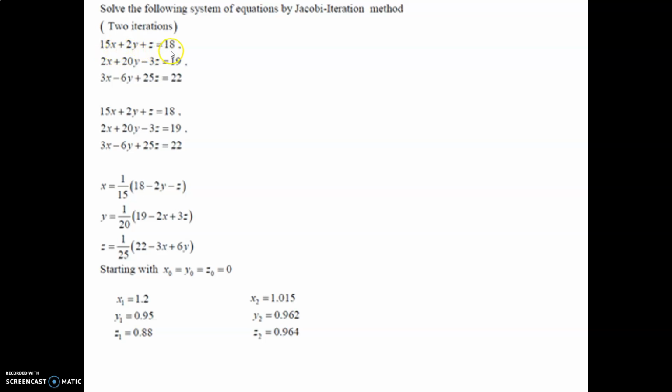15x plus 2y plus z equal to 18, 2x plus 20y minus 3z equal to 19, 3x minus 6y plus 20z equal to 22. First, we have to arrange it in a linear manner.